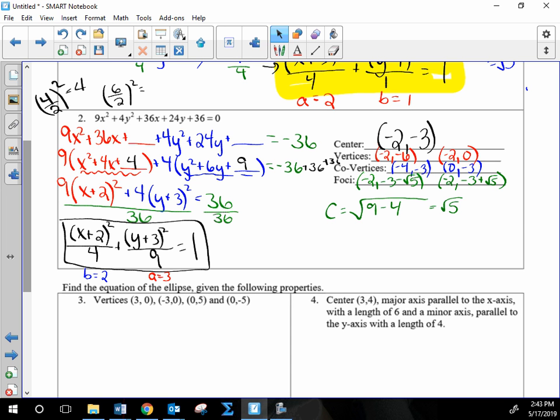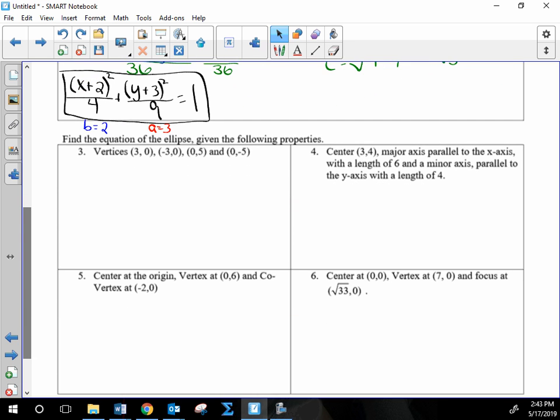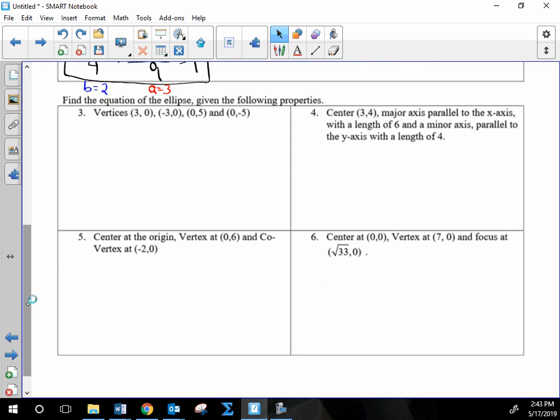All right, I want you guys to go and do these bottom 4. Work with your shoulder partner. 3, 4, 5, and 6. You're right. Number 3 is vertices and co-vertices. Yeah, it's in the bin over there, day 1.